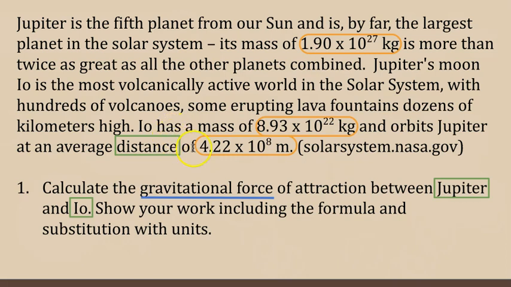And it's important that we don't just see the first number that gives us meters and assume it's the distance. They have to actually tell you it's the distance. Sometimes they'll try to trick you by giving you the radius of a planet or a moon, and that's going to be just extra information that we don't use. So I want to make sure that I'm looking at the right number for distance.